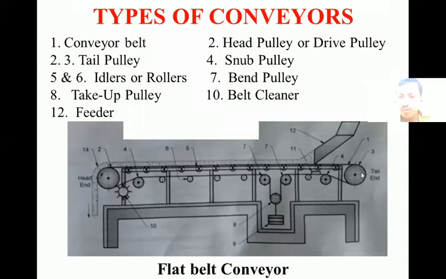There are two main pulleys here. This is called the tail end, and this is called the head end. The actuators, or electric motors or something else, will be connected to this pulley.